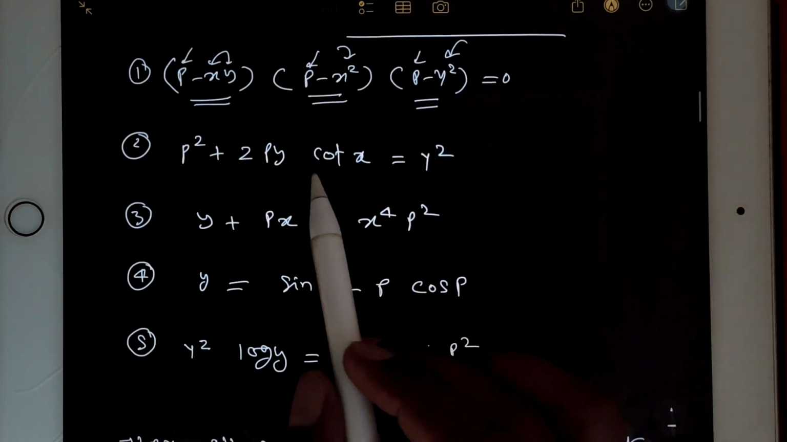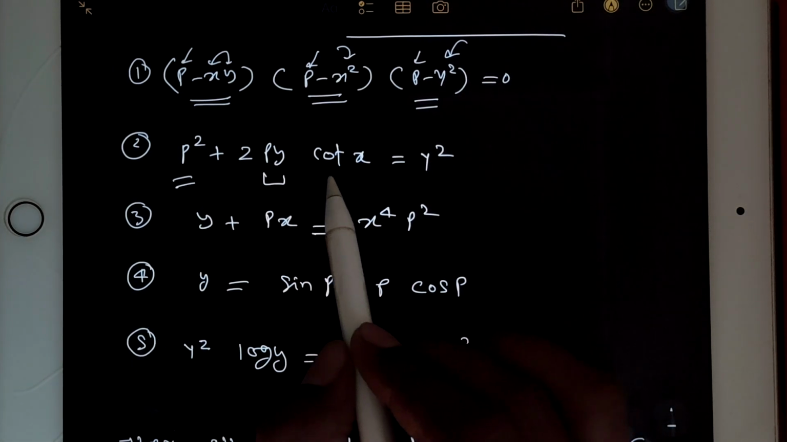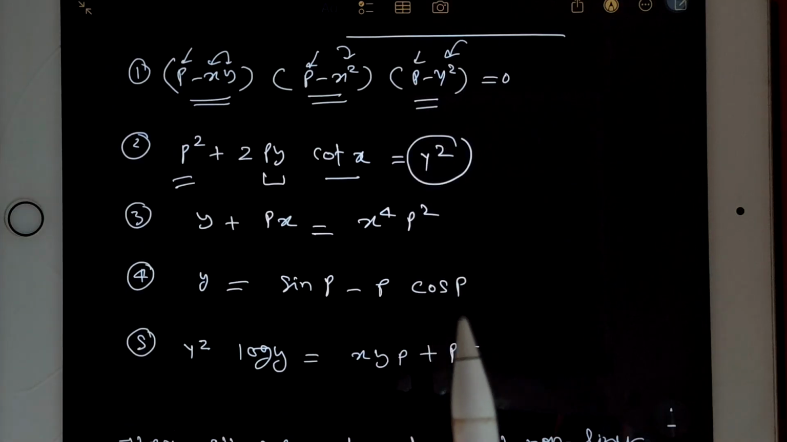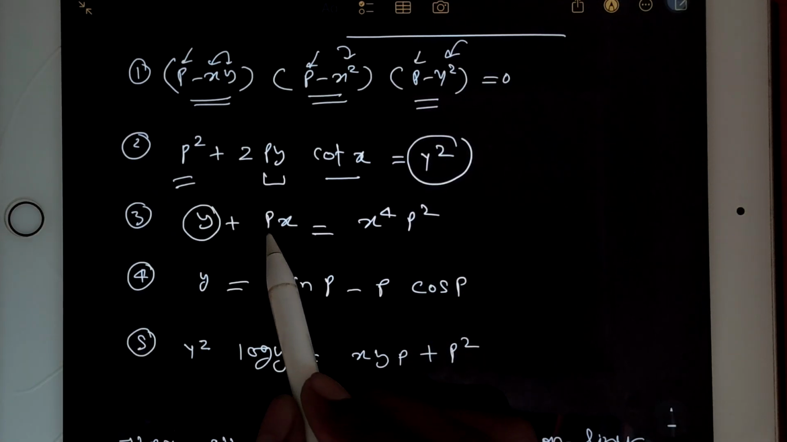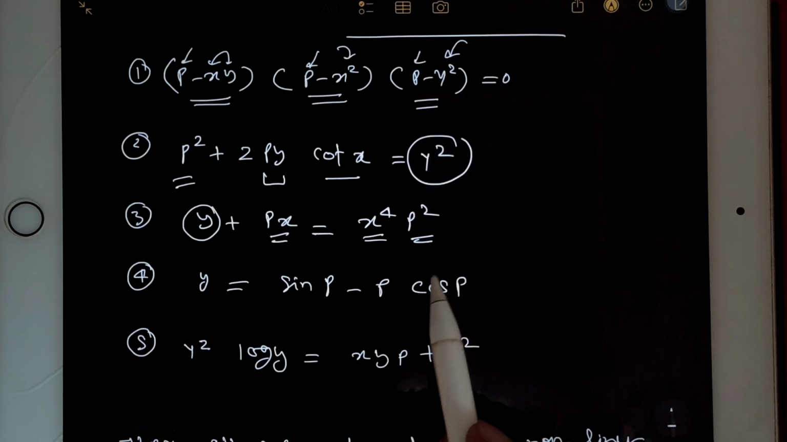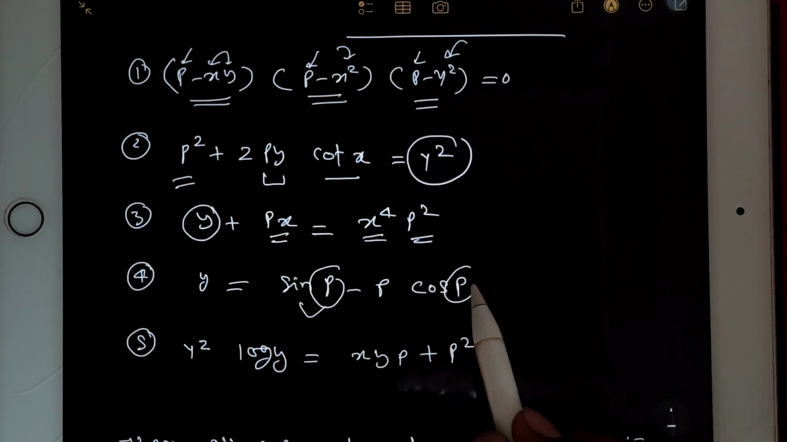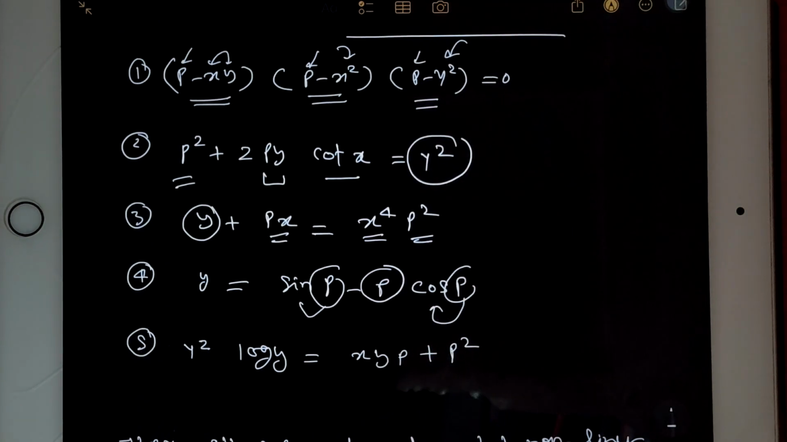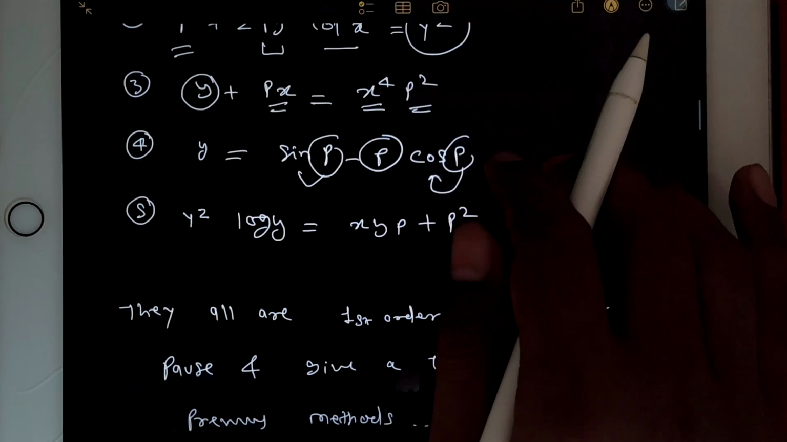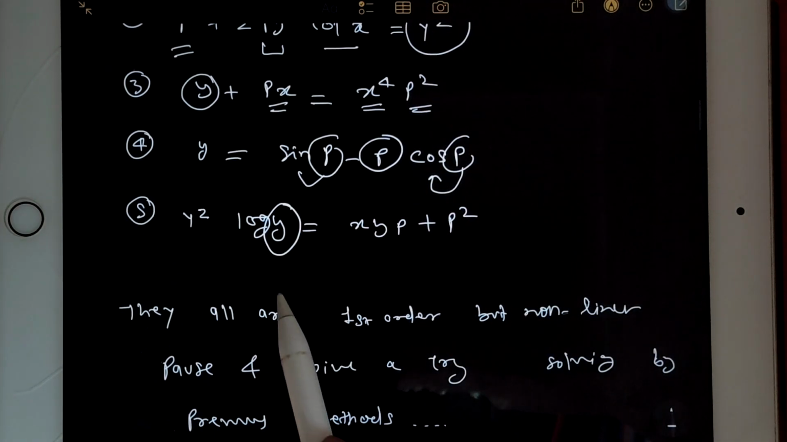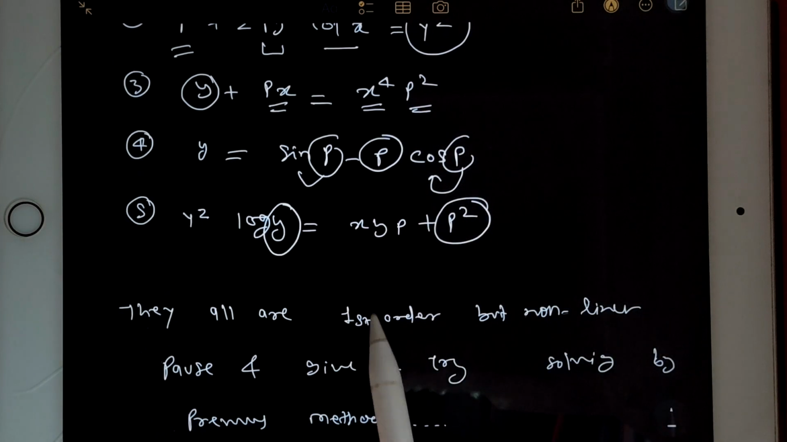You can see the second question, p square plus 2py cot x y square. Here you can see y plus px x power 4 p square. Here you can see p is with sine. Here you can see p is with cos, and p is here also, meaning dy by dx. Here log y, and here xy p x p square.